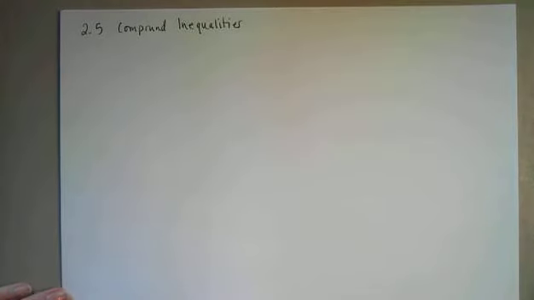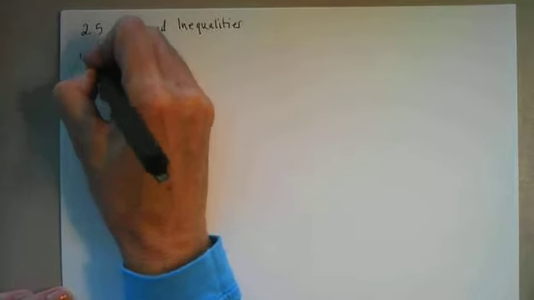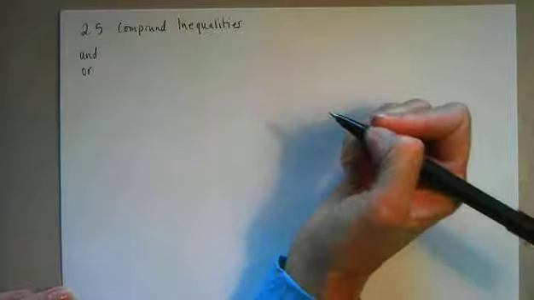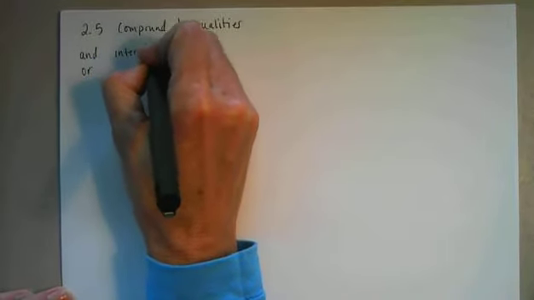Chapter 2, Section 5 is called Compound Inequalities. So that means two inequalities in the same problem. And they're going to be joined by either the word and or the word or. And is the intersection. And so we want to make sure we understand that.